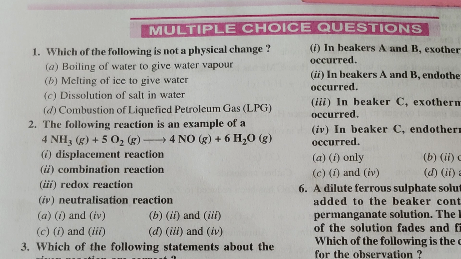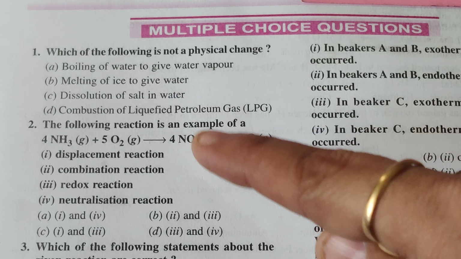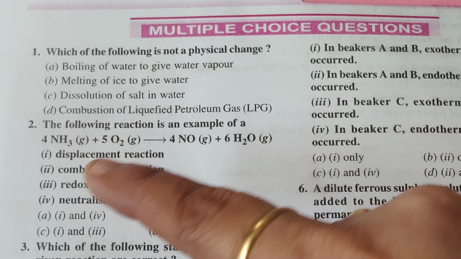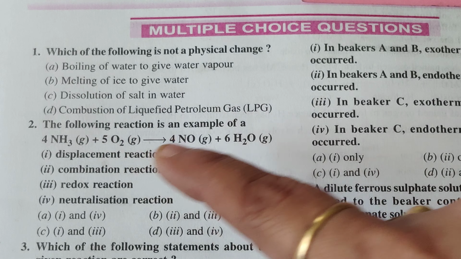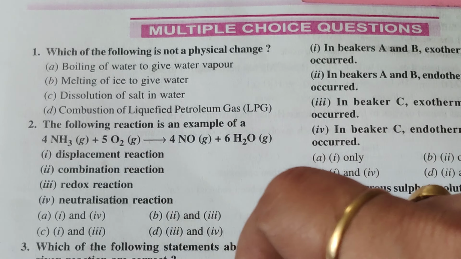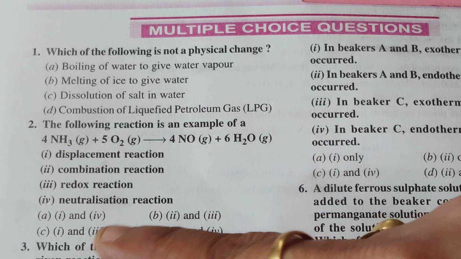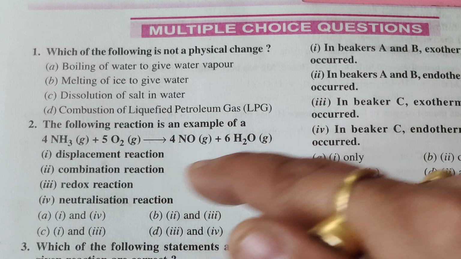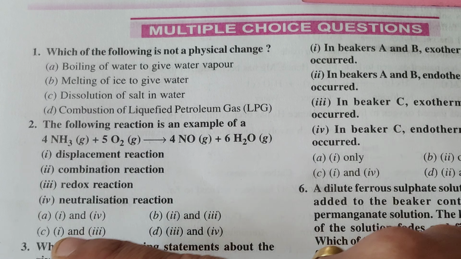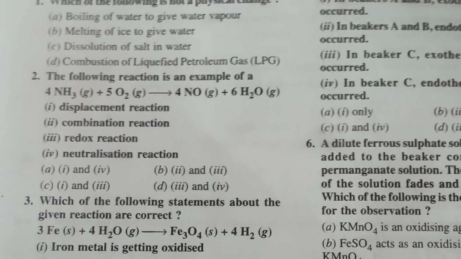Now next one is: the following reaction is an example of. NH3 reacting with 5O2 forming 4NO and 6H2O. So here hydrogen is displaced and oxygen is added here. So it is a displacement reaction. It is not a combination reaction. It is a redox reaction because oxidation and reduction are taking place simultaneously, and it is not a neutralization reaction. So which means first and third options are correct. That is option C is correct here.